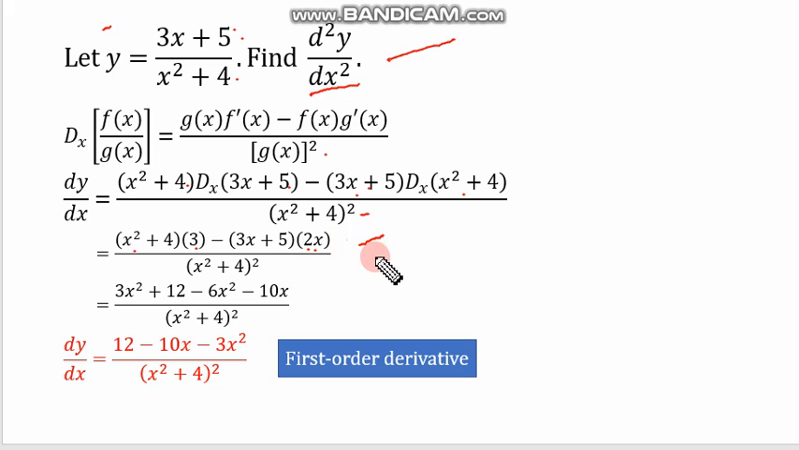Okay, let's expand the numerator, so x squared plus 4 times 3, that's 3x squared plus 12. Minus the 3x plus 5 times 2x, that's negative 6x squared minus 10x. We will combine the like terms, so 12 minus 10x minus 3x squared all over x squared plus 4 quantity squared. This is the first order derivative of the function. Now, according to our problem here, we will get the second derivative. So we are not yet done.